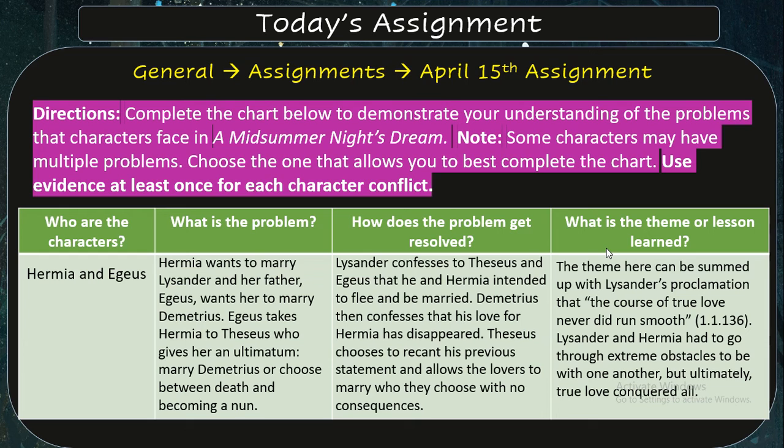And just to continue reading, explain your theme, of course. Lysander and Hermia had to go through extreme obstacles to be with one another, but ultimately true love conquered all. That builds on that quote again, that the course of true love never did run smooth. You could also say true love conquers all is a theme here as well. I hope this example helps you. I'm going to go ahead and release you to do the other four character conflicts on your own. I really want you to try your best so that I know we understand what happened in the story, because there were so many different character conflicts.